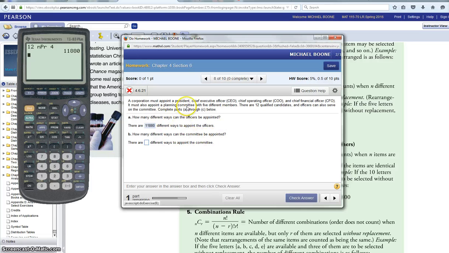And the committee, I need 5 members. So if I'm on the committee, is the order at which I'm picked to be on the committee important? Since there's not any titles except that you're on the committee, I say this would be a combination. So again, 12 combination, and I'm picking 5.